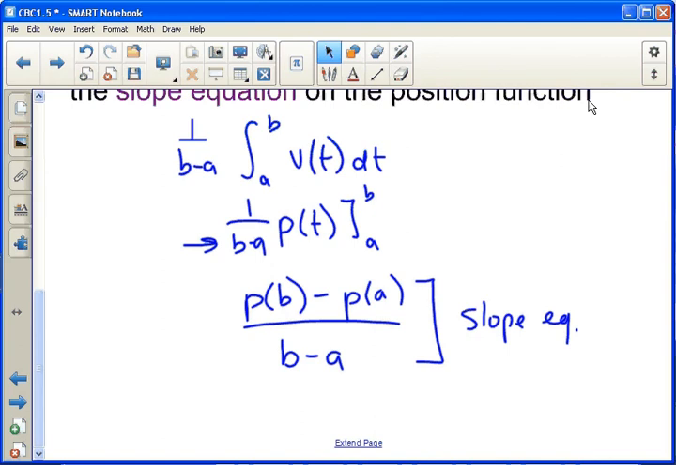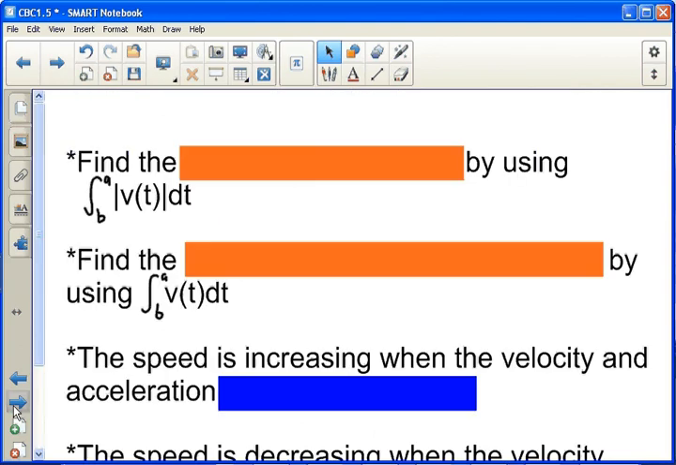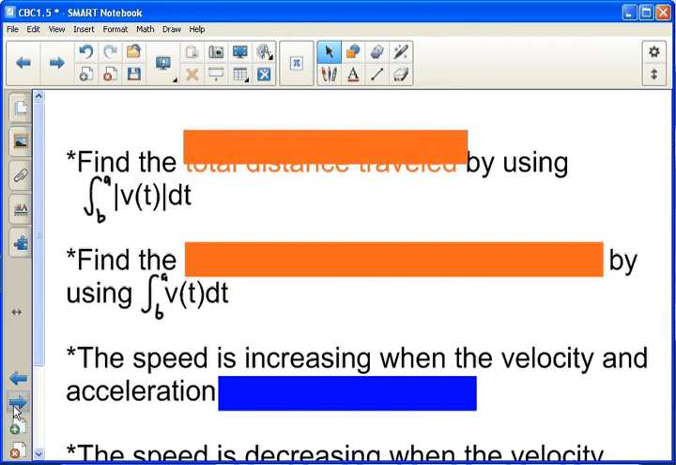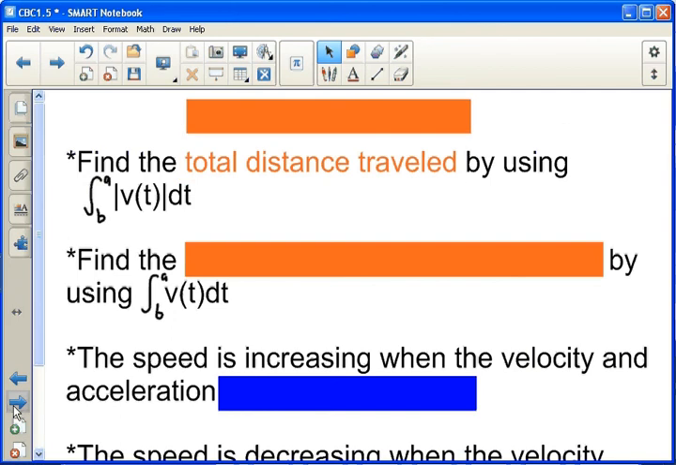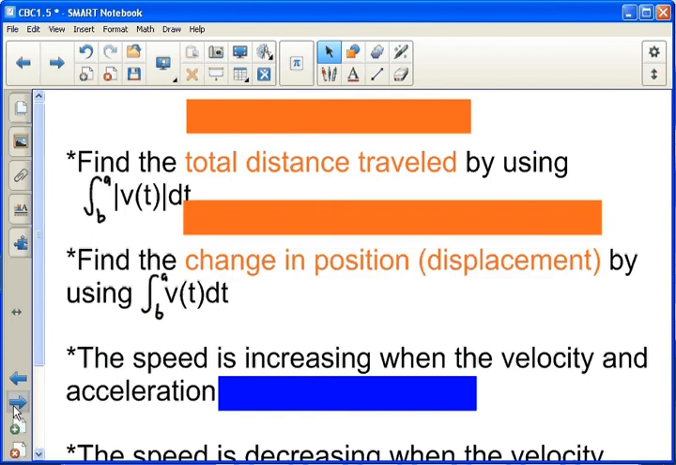Okay, just a couple more things. You can find the total distance traveled by using the integral of the absolute value of the velocity equation. And you can find the change in position, or displacement, by using just the regular integral of the velocity. So very quickly I'm going to try to explain the difference here.